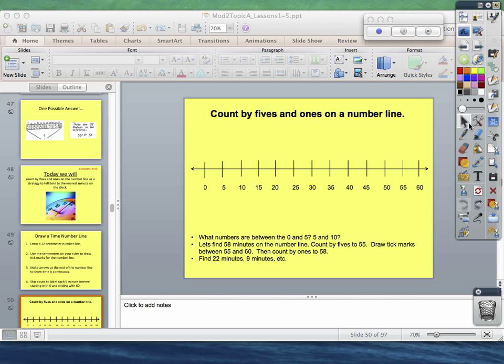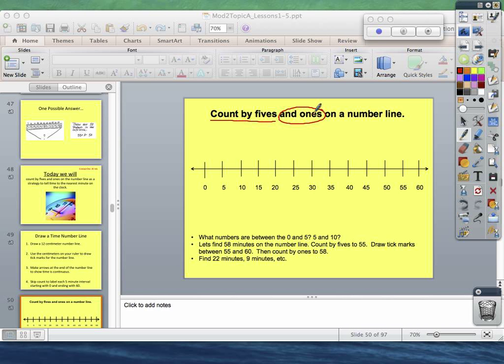All right, let's take a look at this number line. You know from yesterday and what we reviewed today, everybody should be seated and focused, looking at the board. This is the part I told you was going to be a little bit more difficult. Yesterday, we were counting just by fives on the number line. Today, we're adding ones.